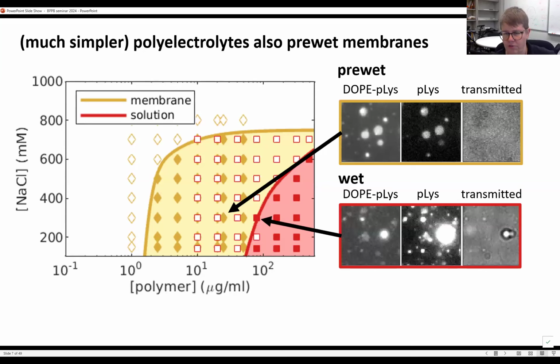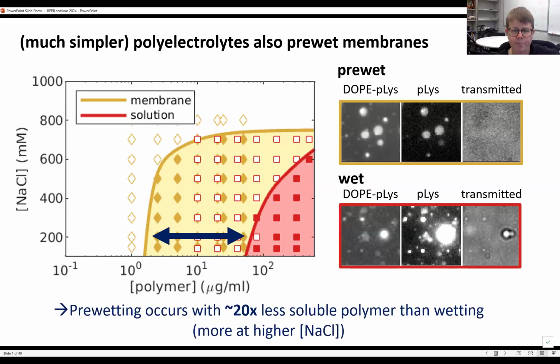But if we increase the concentration of polymers in solution, we can drive it towards wetting, where we start to have three-dimensional drops in solution, and then we start to see these drops by transmitted light. Okay, but the important thing for this talk is that this pre-wetting is happening, in this case, at about 20-fold less soluble polymer in solution than where we see wetting, which is where you get the bulk phase separation. So this is really robust, and happens well below the 3D bulk phase transition.